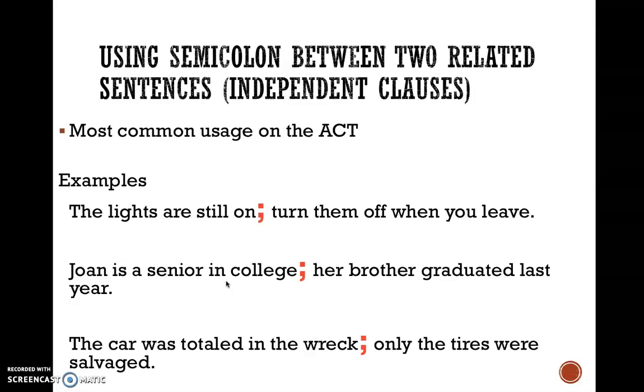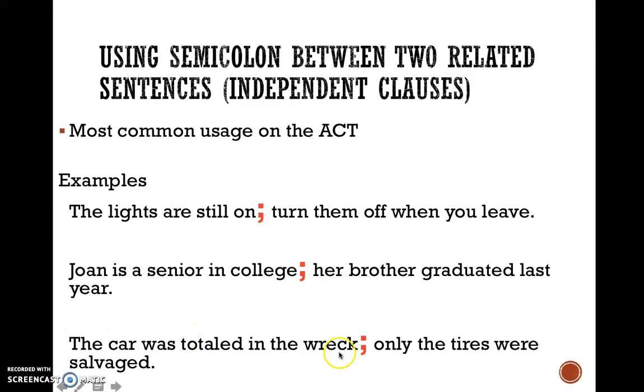Independent clauses means they can be a sentence if we need them to be. All right, it's the most common usage on the ACT. It's the most common usage in real English, in actual writing. So for example, the lights are still on; turn them off when you leave. Independent clause, independent clause. Joan is a senior in college; her brother graduated last year. Independent clause followed by an independent clause.